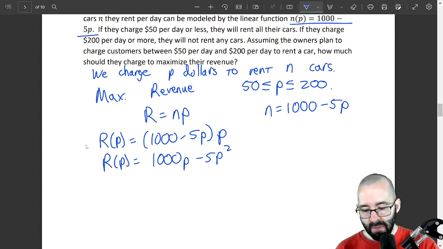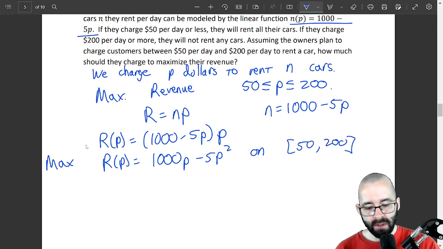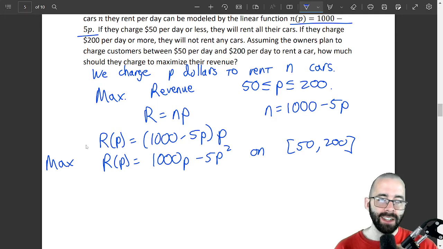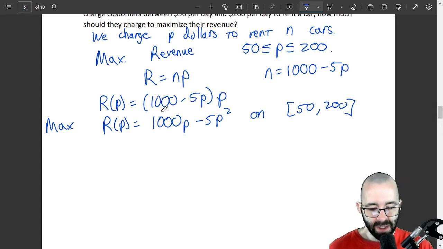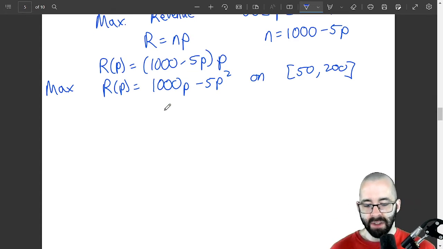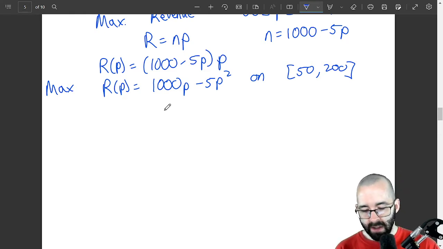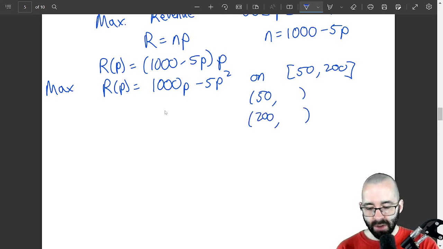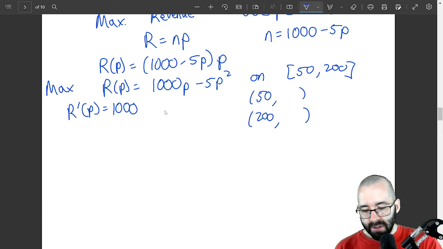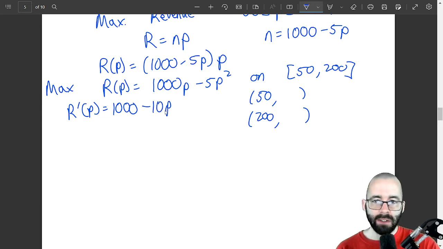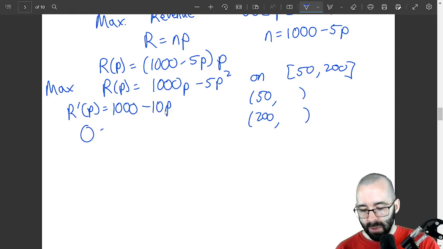And again, we're trying to maximize this on the interval where P goes from 50 to 200. Once we get here, it's exactly a 4.3 problem. Find the global extrema, the absolute extrema. Those words mean the same thing. Specifically, we want the maximum. So we're going to check the endpoints and the critical points. We're going to check 50, comma something, 200, comma something, and the critical point. R prime of P is 1,000 minus 10P. This is defined everywhere, so we don't have to worry about when it's undefined. Set it equal to 0.